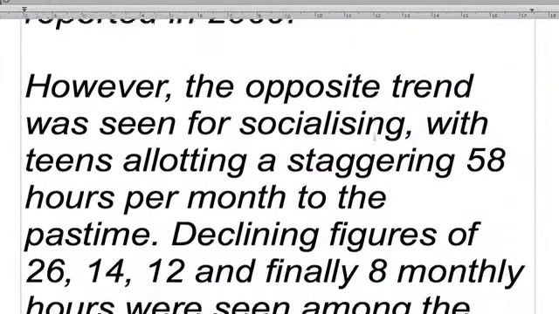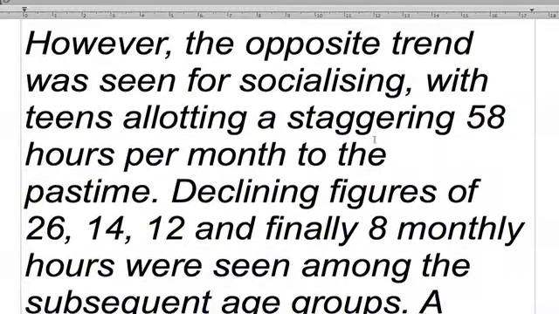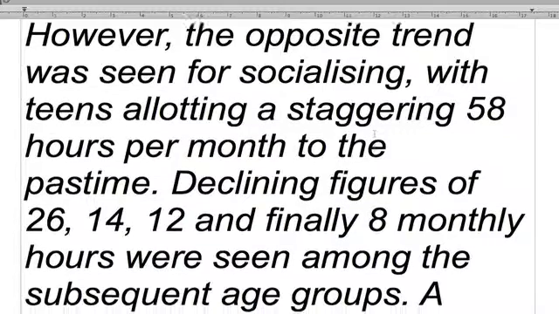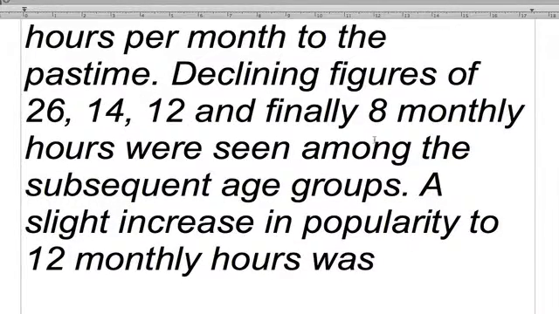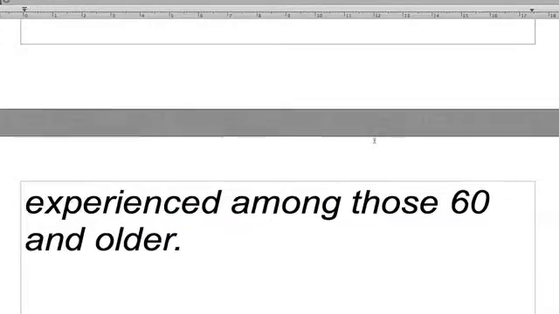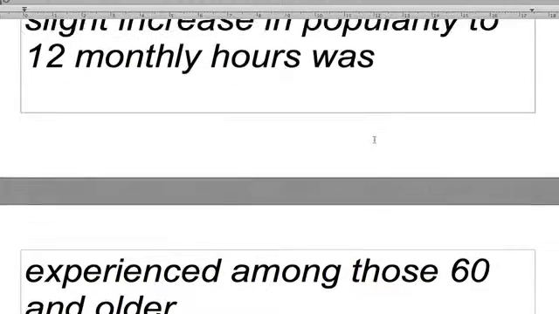However, the opposite trend was seen for socializing, with teens allotting a staggering 58 hours per month to the pastime. Declining figures of 26, 14, 12, and finally 8 monthly hours were seen among the subsequent age groups. A slight increase in popularity to 12 monthly hours was experienced among those 60 and older.